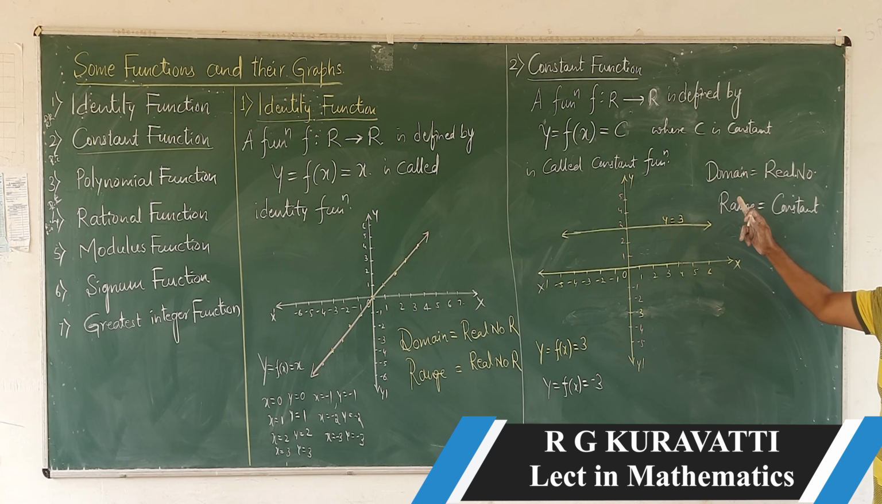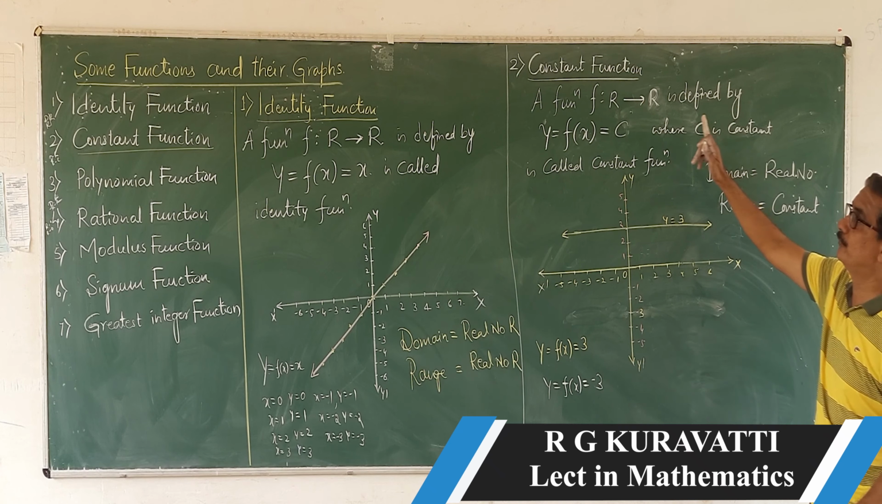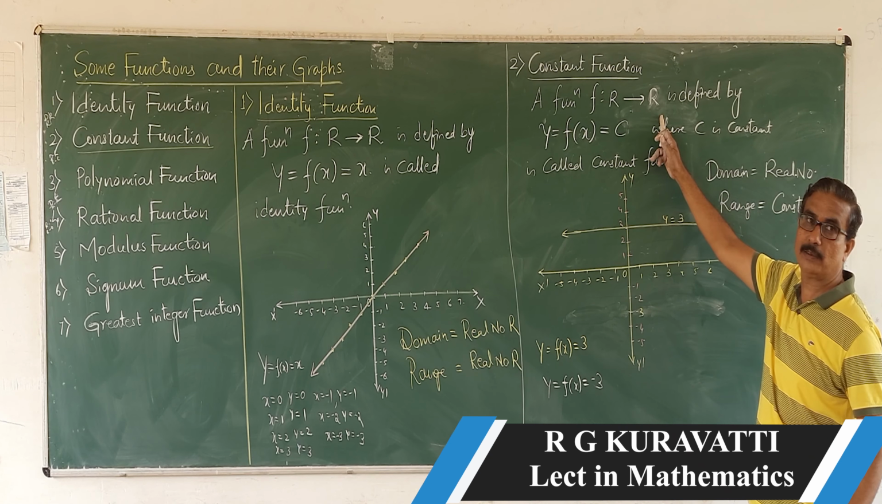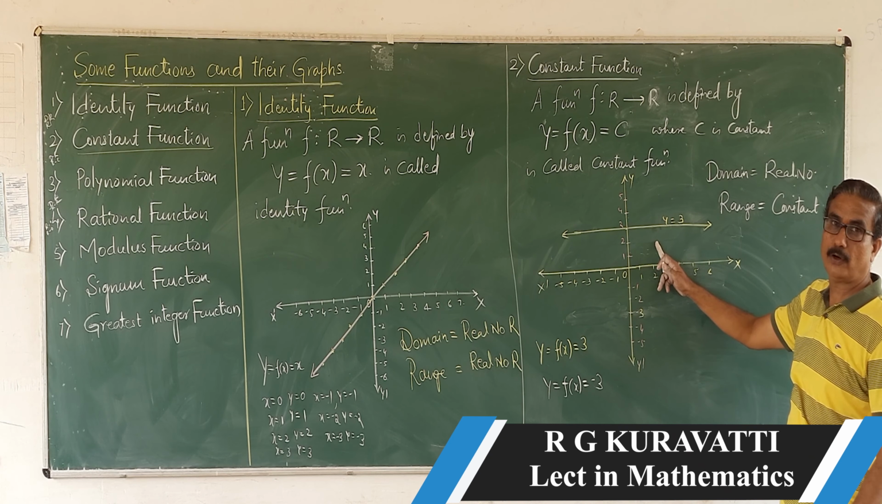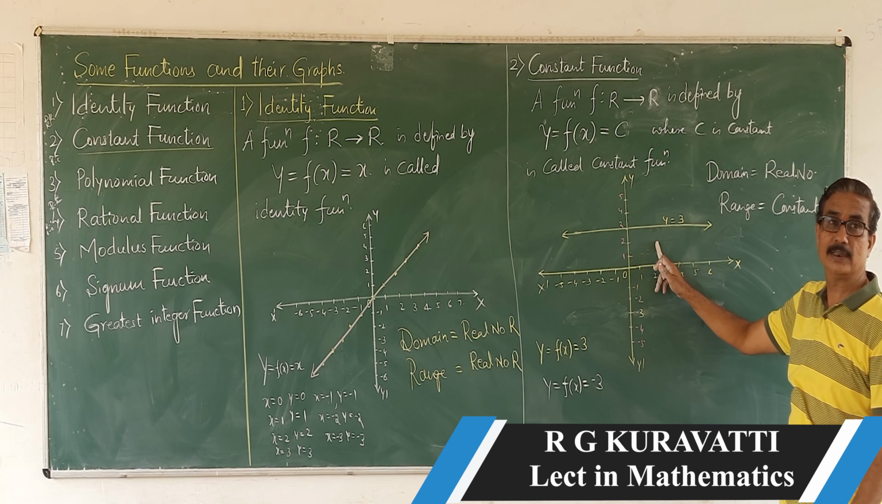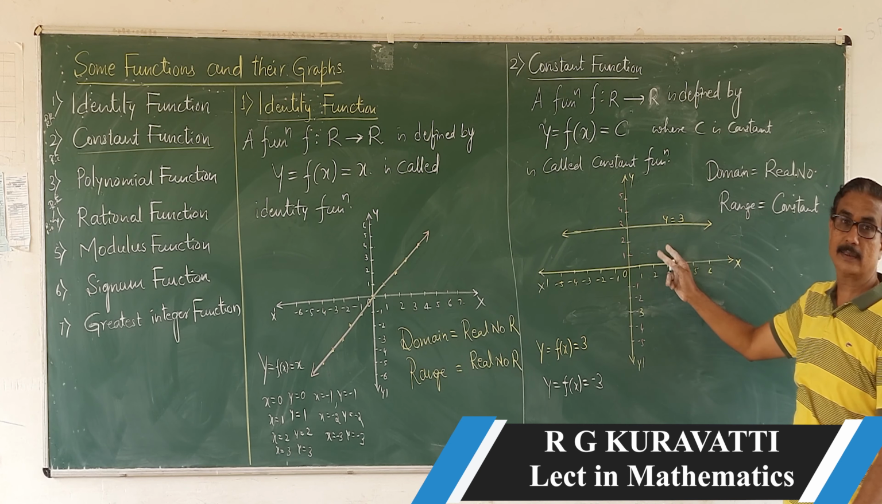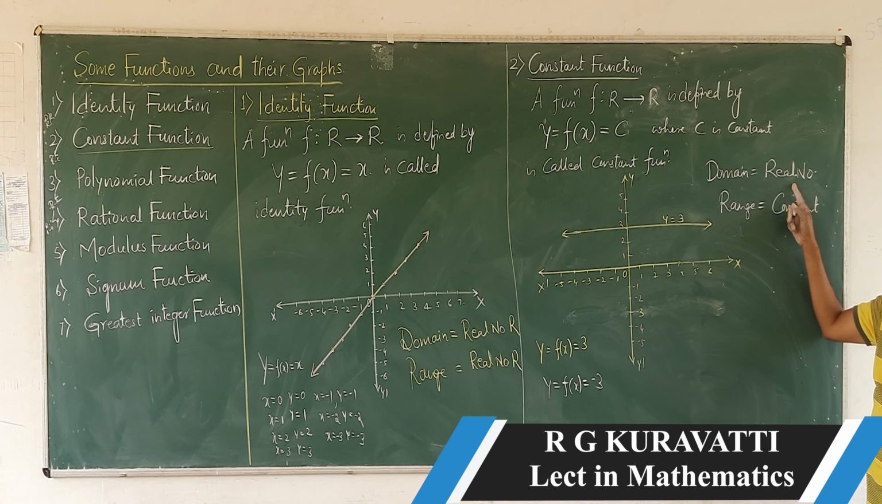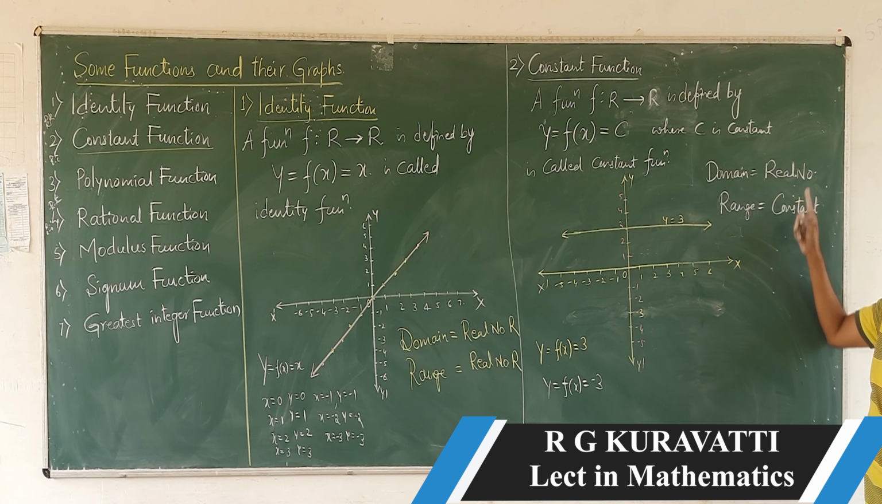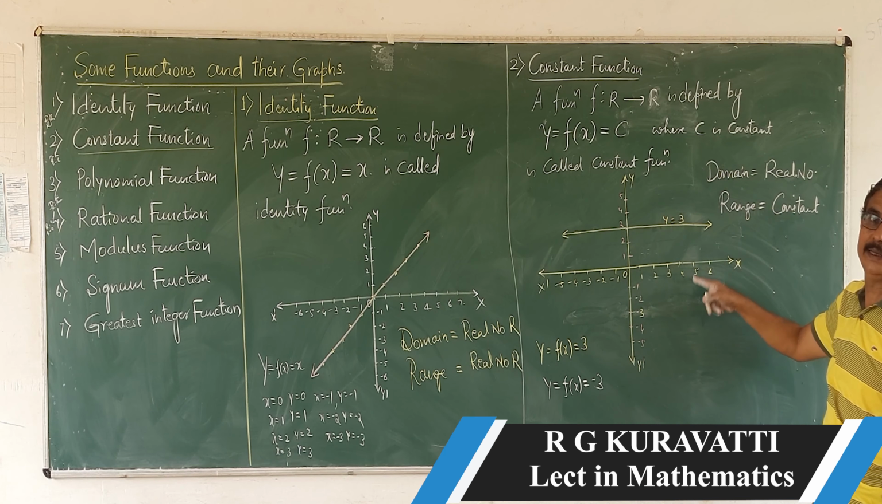That is a 5 mark question. So define constant function: definition, 1 mark. Draw the graph of the constant function: graph, 2 marks. Domain, 1 mark. Then range, 1 mark. 1, 1, 2, 1. Totally 5 marks.